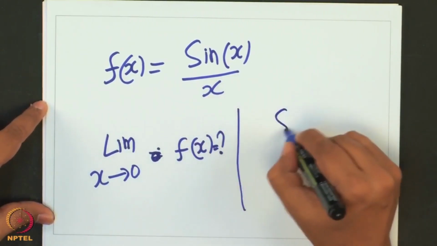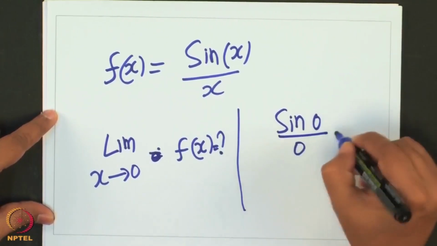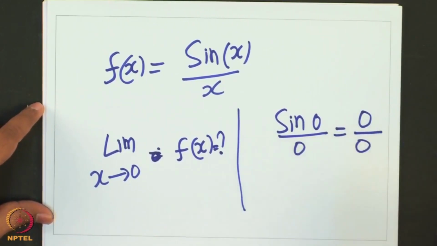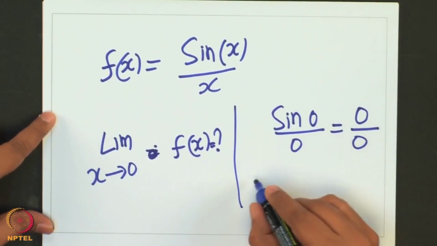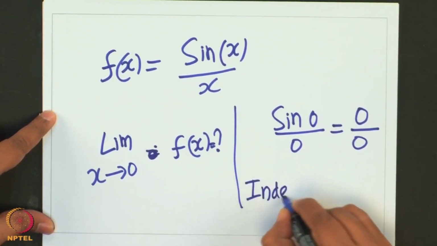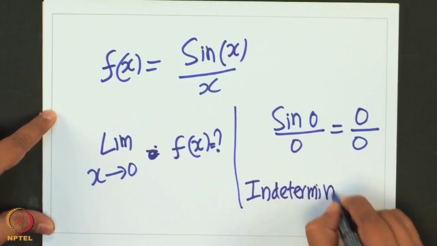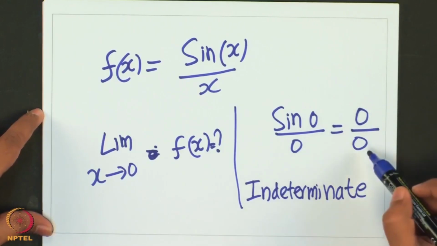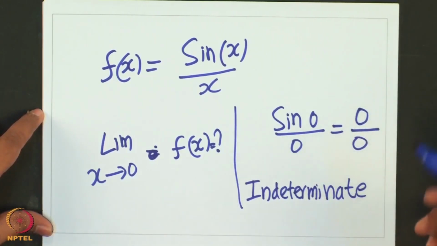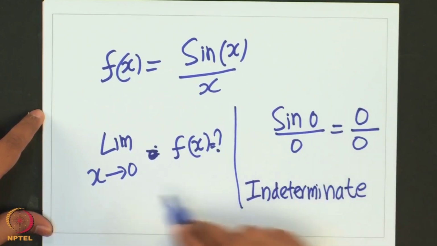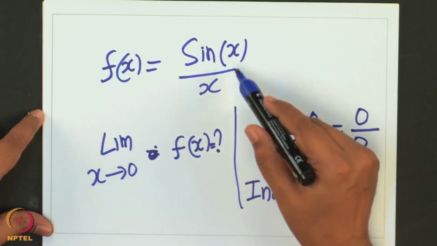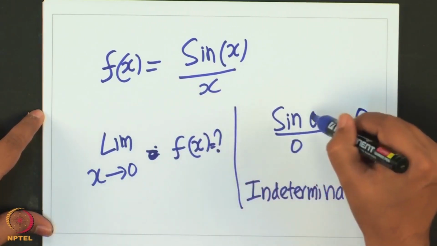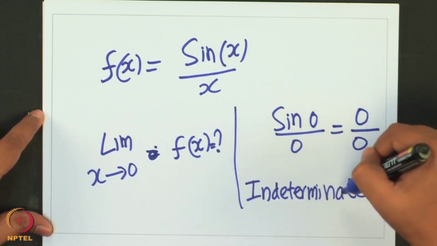In this case, if I put in x as 0, sin 0 is 0, so you would get 0 by 0. And 0 by 0 is indeterminate; we cannot determine what it is. Because 1 by 0 is infinity, so infinity times 0, we do not know what that answer is. So for sin x by x evaluated at x equal to 0, you get sin 0 by 0, which is 0 by 0, which we cannot determine.